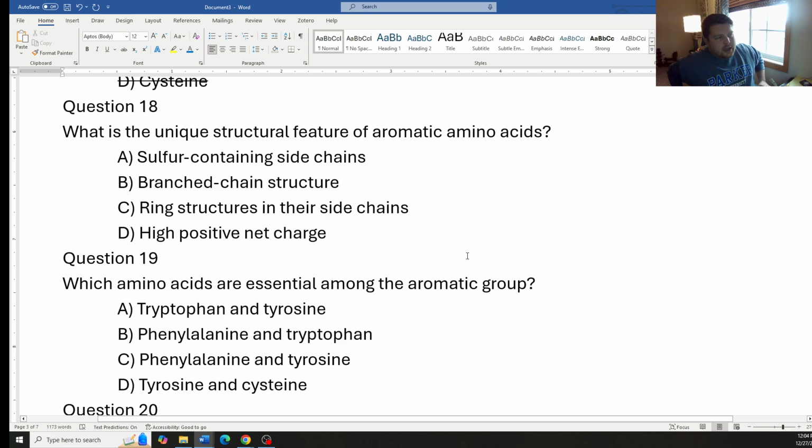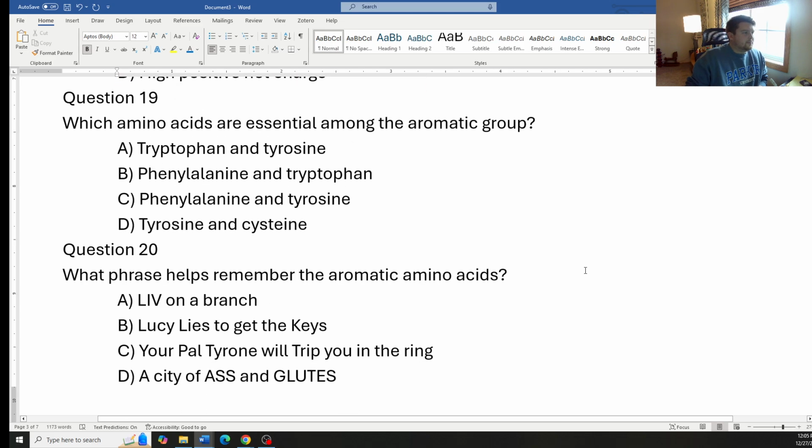What is the unique structural feature of aromatic amino acids? Sulfur-containing side chains, branched chain structures, ring structures in their side chains, or high positive net charge. Talking about our aromatic amino acids, these are our ring structures in the side chains.